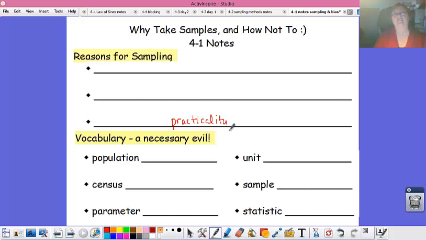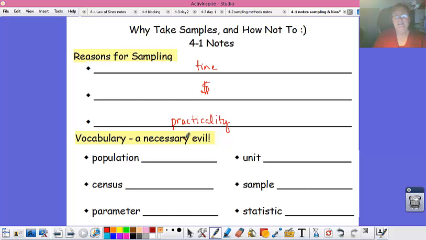You sample, folks, because in many cases it's not practical or not feasible or totally impossible to census or to get information from each member of a population. So people sample because it saves time, because it saves money often, and because sometimes it's just not practical or possible to census or to ask every individual in a population.